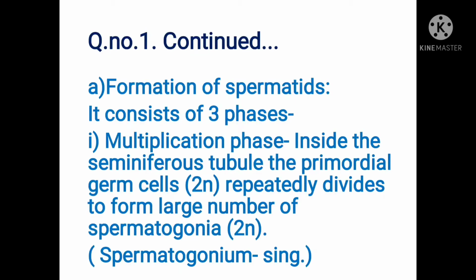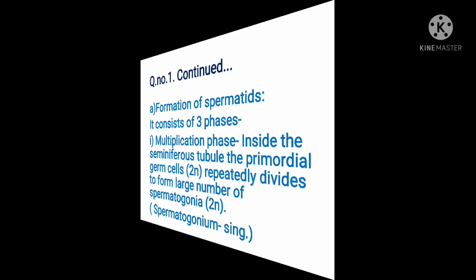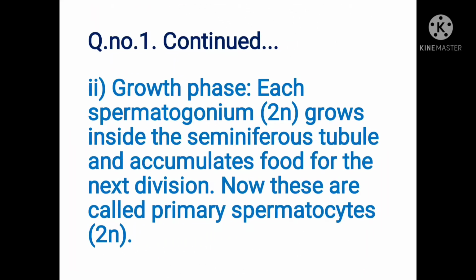Number 1. Multiplication phase. In multiplication phase, inside the seminiferous tubule, the diploid primordial germ cells repeatedly divide to form large number of diploid spermatogonia. Number 2. Growth phase. In growth phase, the diploid spermatogonium grows inside the seminiferous tubule and accumulates food for the next division. Now these are called primary spermatocytes and they are diploid.